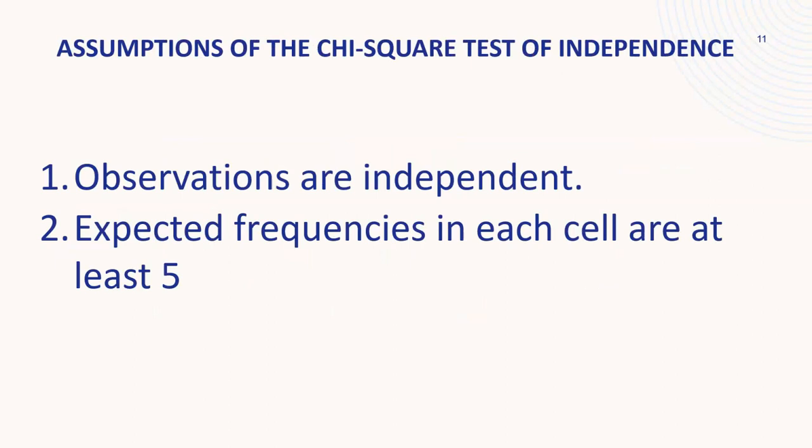Now, let's discuss the assumptions of the chi-square test of independence. The first assumption is the observations should be independent, that is they should not get influenced by each other. Second, expected frequency in each cell should be at least 5.